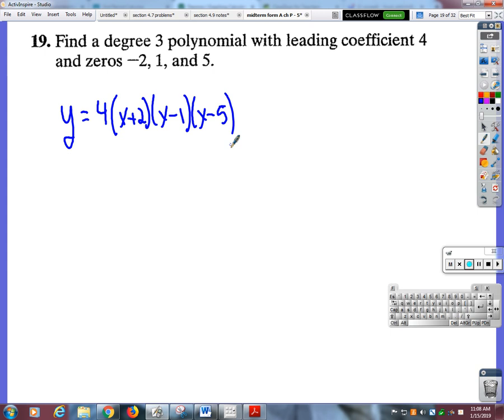Doesn't have quite the same effect, Evan, I don't know. Everybody see how that happened? That's it. Nope. If it said find a degree 3 polynomial with leading coefficient 4 and zeros -2, 1, and 5 in standard form, then we'd have to FOIL all that garbage out.